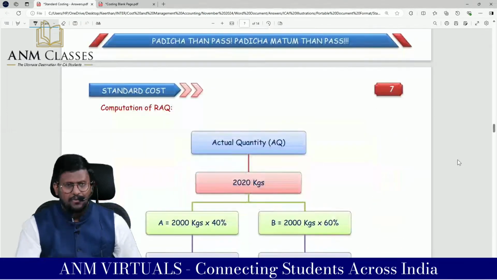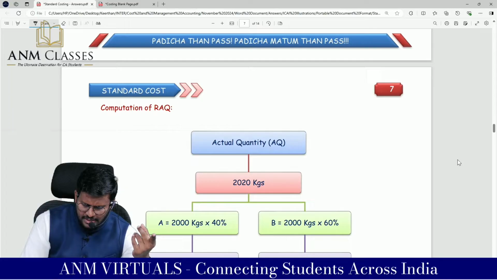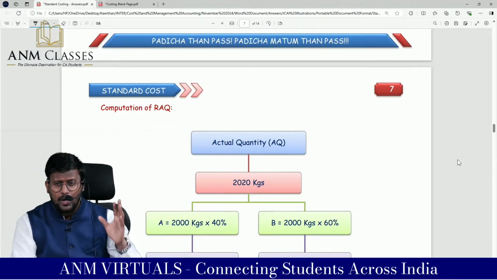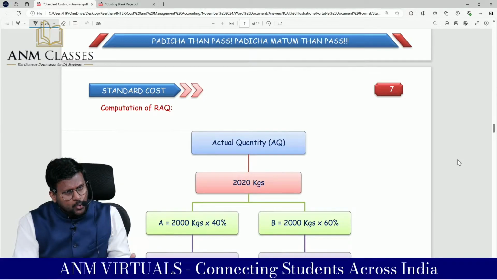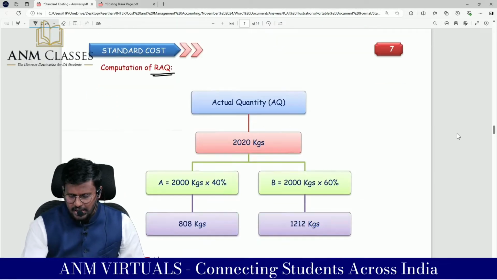1190 kg. Sir, have we found the standard quantity? Yes. Have we found the actual quantity? Yes. If the actual quantity is there, we can find the revised actual quantity, because the actual quantity will be in the standard mix. Sir, we want the actual quantity in the standard mix.